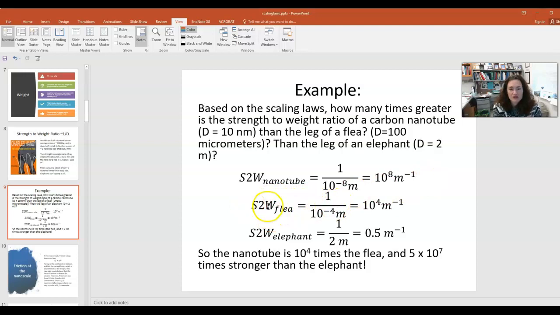Now, for a flea's leg, 100 micrometers is 1 times 10 to the minus 4 meters. So 1 over 10 to the minus 4 gives you 10 to the 4th inverse meters. So what that means is that the nanotube scales 10 to the 4th times greater than the flea leg. Now, how about compared to the leg of an elephant? The characteristic dimension there is 2 meters. So the strength to weight scaling law for an elephant would be 1 over 2 meters, which is 0.5 inverse meters. Compared to a carbon nanotube, it's much, much weaker. The carbon nanotube is 5 times 10 to the 7th stronger for its size than the elephant is. I hope that cements it in there.